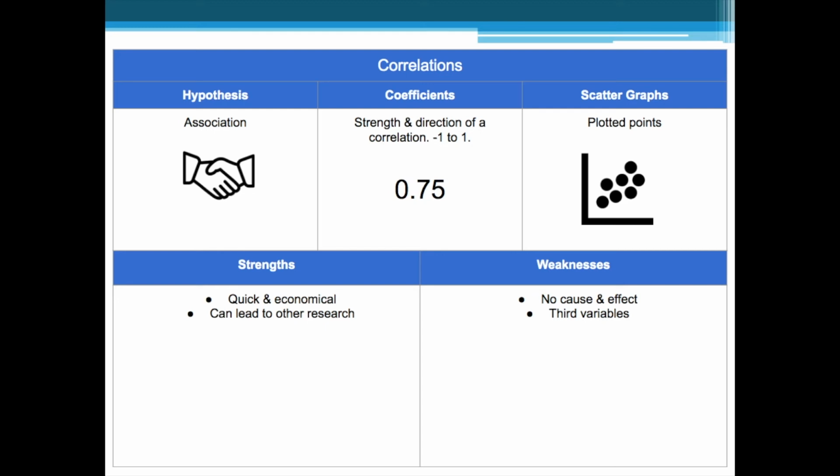You can have a directional hypothesis for a correlation where you say there's going to be a positive correlation between, I don't know, number of hours of violent video games played and aggression score. That's quite a common one. Or you can have it non-directional. There will be an association.